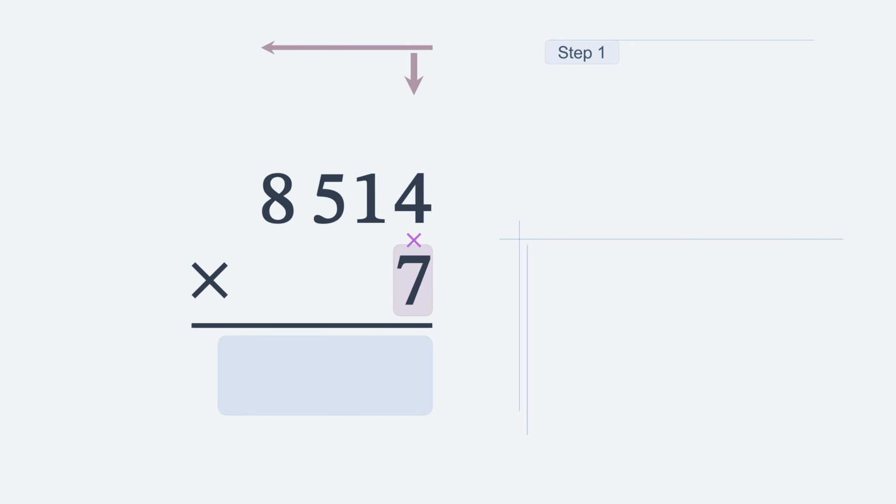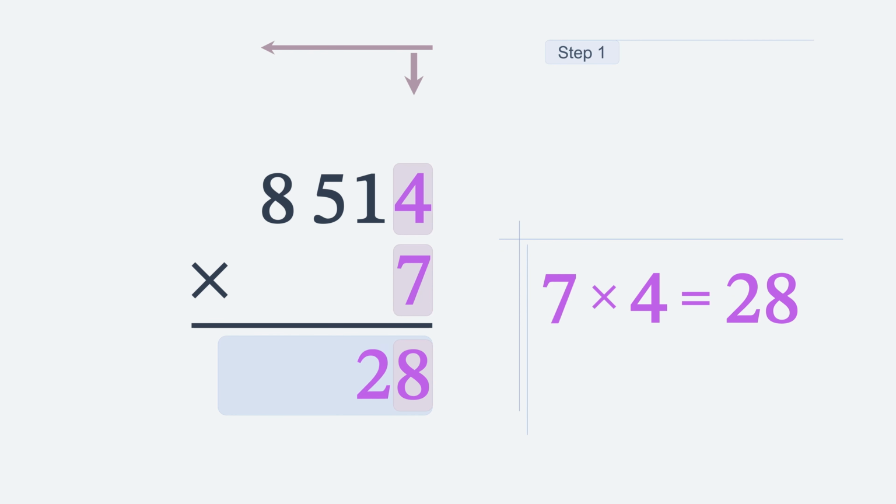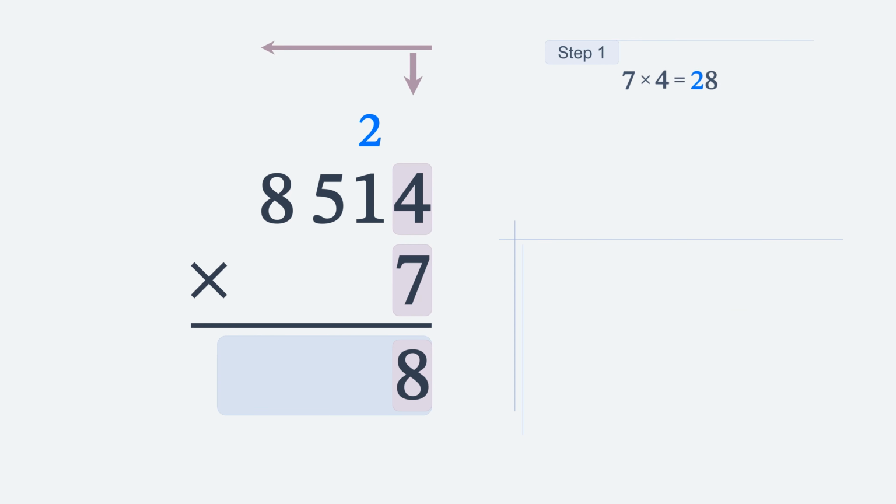We multiply the bottom digit by the top digit in the ones place. 7 times 4 equals 28. We get a 2-digit number, so we need to carry the first digit up to the top of the next column. Thus, we write 8 in the ones place of the answer and carry 2 up to the top of the tens place column. Now we can move on to the second step.